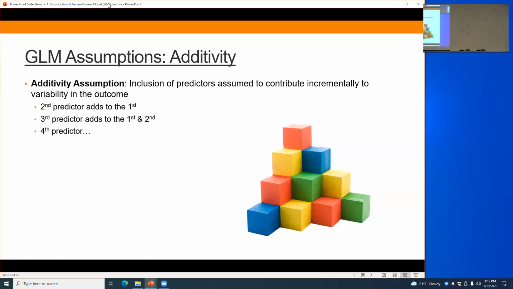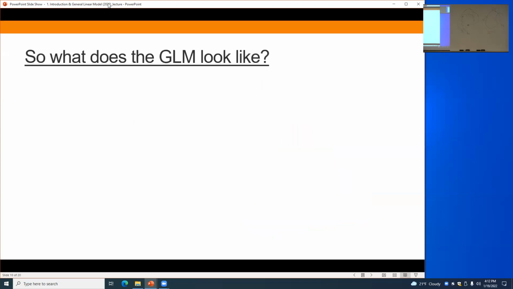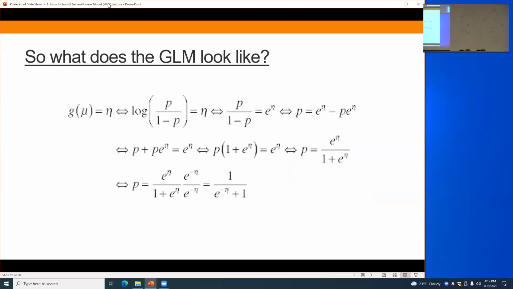Understand this basic additivity thing. We're going to do a whole ton of Venn diagrams to get this into your head. What does our GLM look like? It looks like that. Okay, it looks like a whole bunch of nonsense.